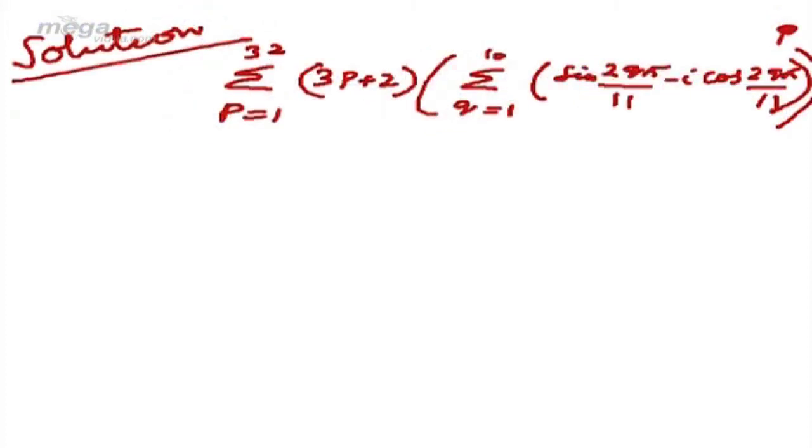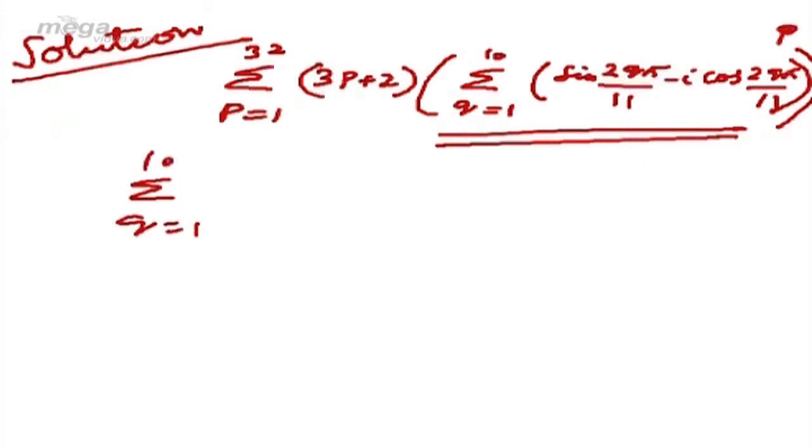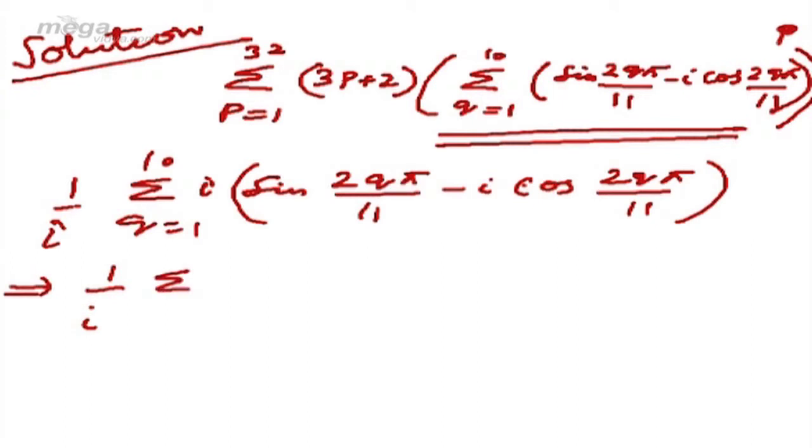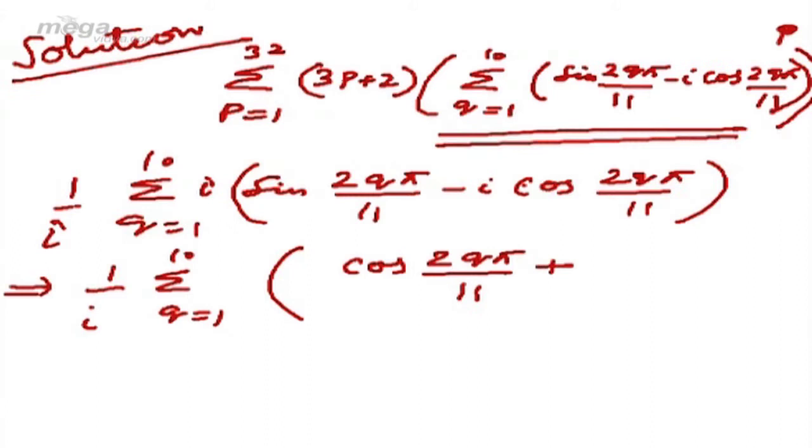In this problem, in the second bracket, the solution is same as that of the previous problem. That is, summation of q is equal to 1 to 10 sine 2q pi by 11 minus I cos 2q pi by 11. This complex number is not in a standard form. So first of all, we will multiply by I and divide by I. So 1 by I summation of q is equal to 1 to 10. The complex number becomes cos 2q pi by 11 plus I sin 2q pi by 11.